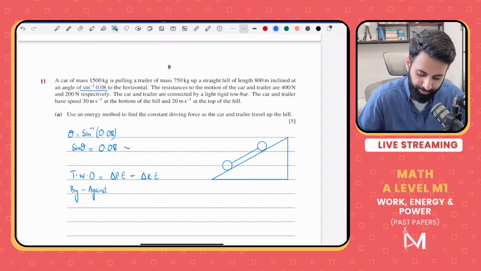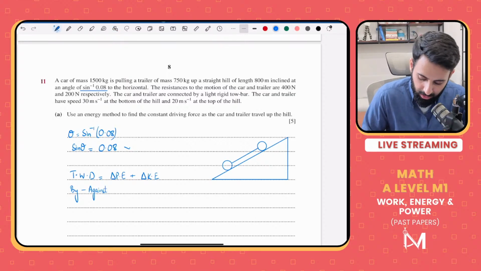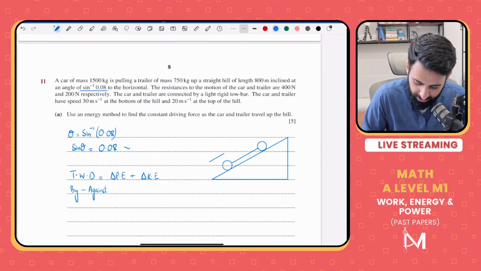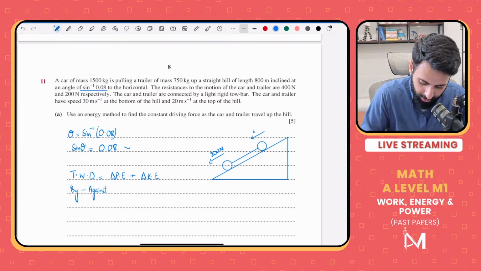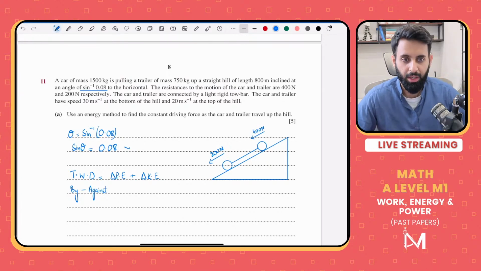Now, the resistive force that's acting on the trailer is 200 newtons, and the resistive force that's acting on the car is 400 newtons. So keep that in mind.